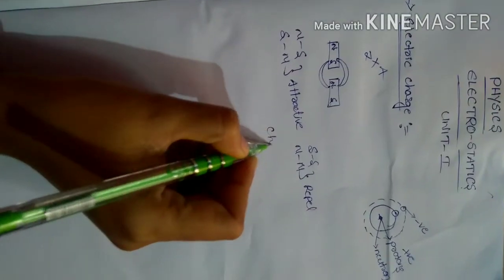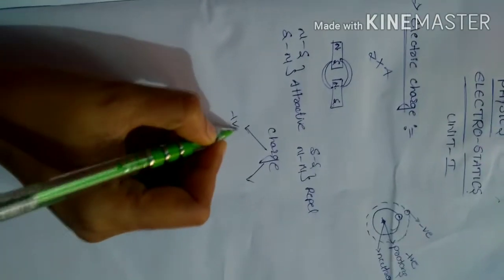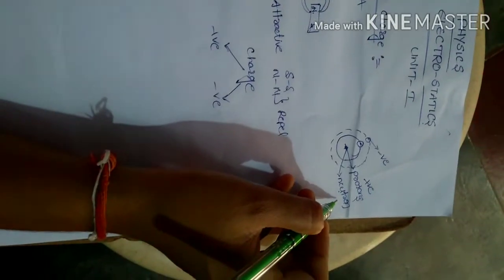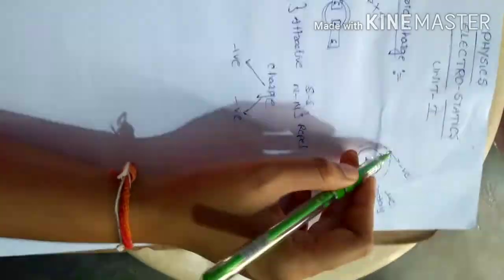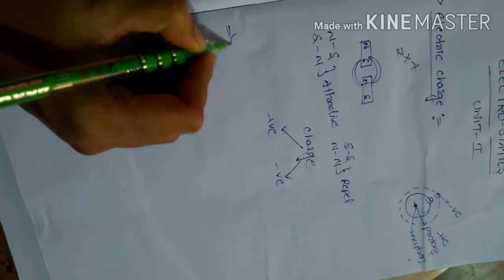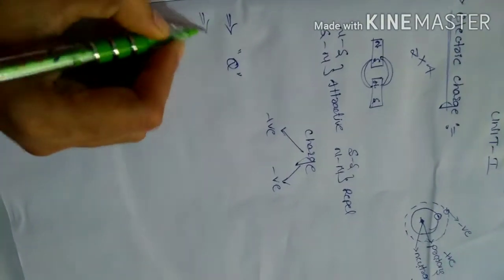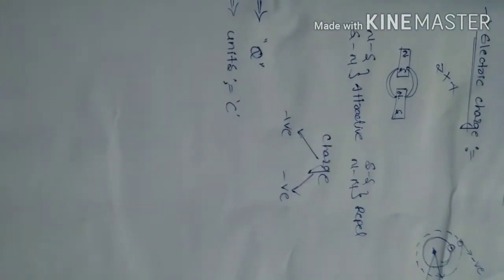So charges are classified into two types. We have only two charges, positive charge and negative charge, because neutrons are chargeless particles. Neutron charge is 0. Charge is denoted by Q. What are the units of charge? The unit of charge is the coulomb.